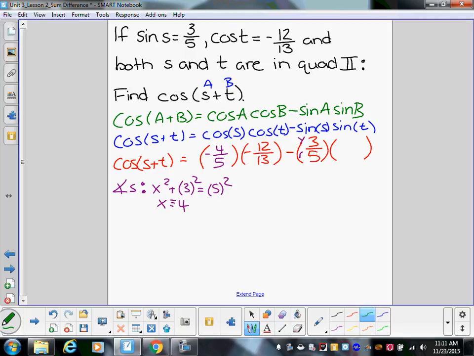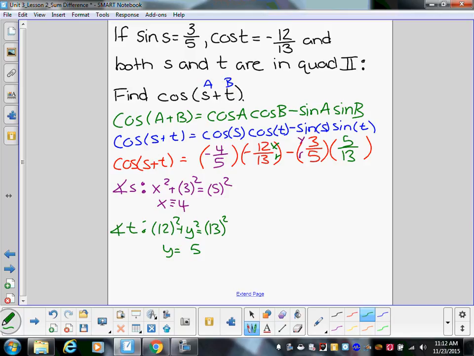For t, we had the cosine, so we have x over r. Okay, if you do this, you'll find that y is 5. Y in quadrant 2 is positive. What should it be? Sine is y over r, so we have positive 5 over 13 for the sine of t.